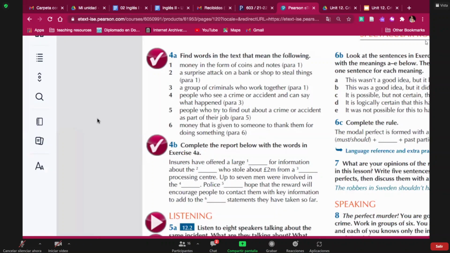Yes, teacher. People who see a crime or accident and can say what happened. Like the first line, witnesses, okay? Witnesses. Okay, good. Number 5, please, Brenda.